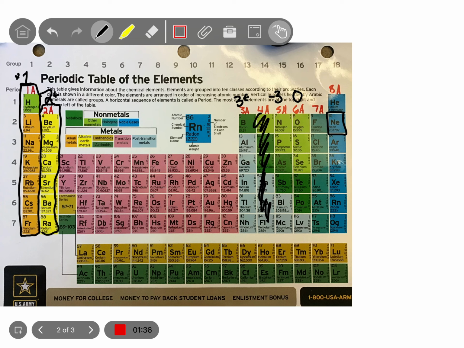Oxygen in group 6 is going to form a -2. And then finally, in group 7 they're going to want to gain only 1 electron, and then they get that noble gas configuration. And we know that atoms do this through bonding.